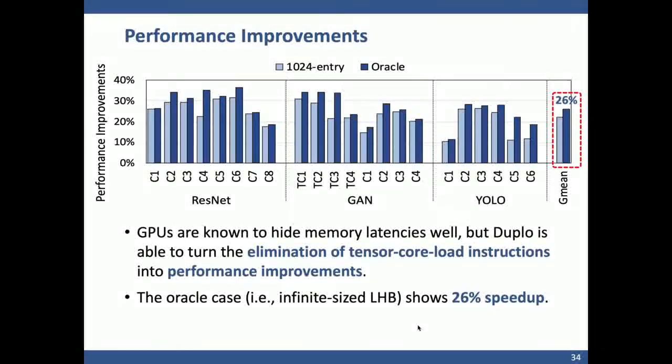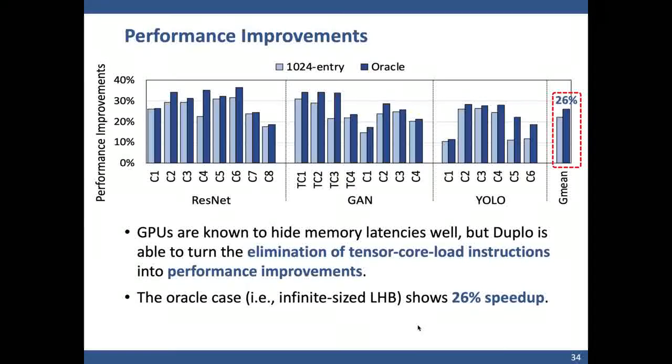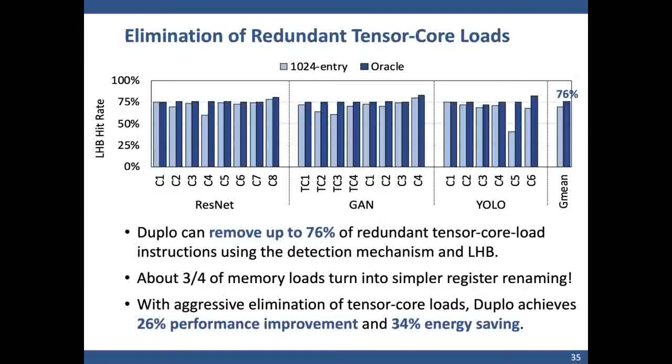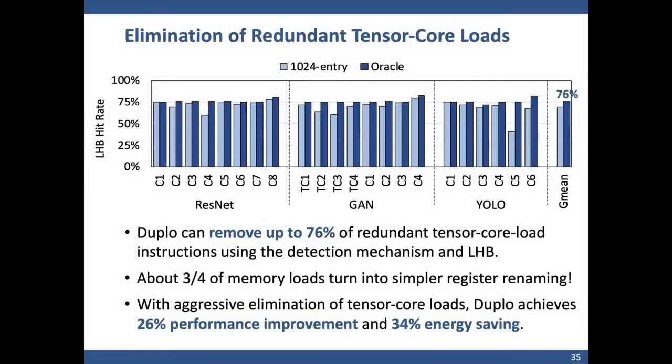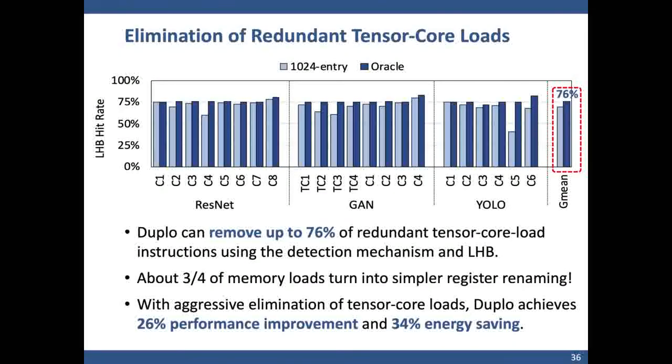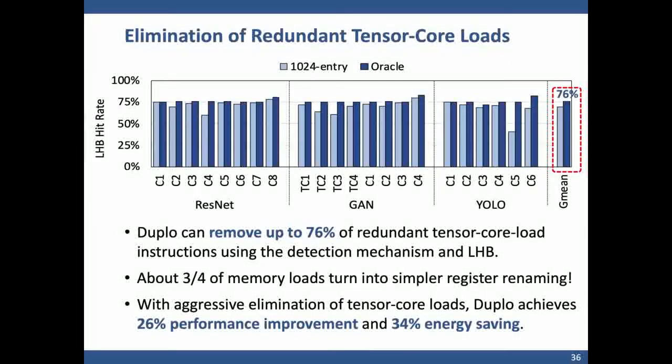Where does the performance improvement come from? It is due to the aggressive load elimination capability of Duplo. Duplo removes up to 76% of redundant tensor core load instructions. About 3/4 of long latency memory loads turn into simpler register renaming. This result shows unhidden memory latencies have non-trivial impact on GPU performance. With this aggressive load elimination, Duplo achieves 26% performance improvements and 34% energy saving on average.